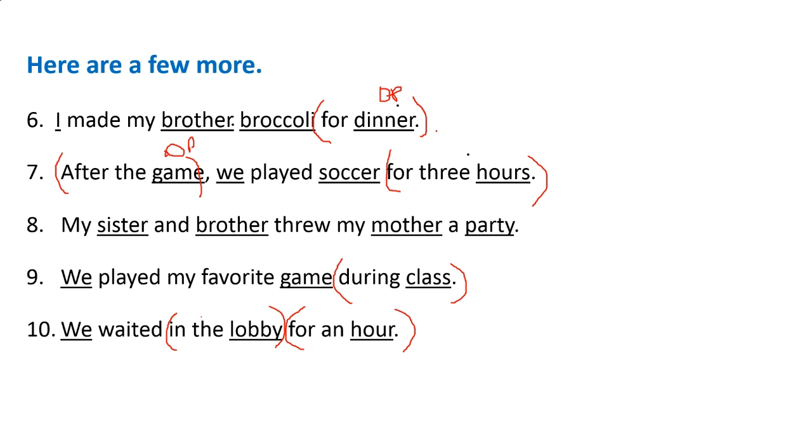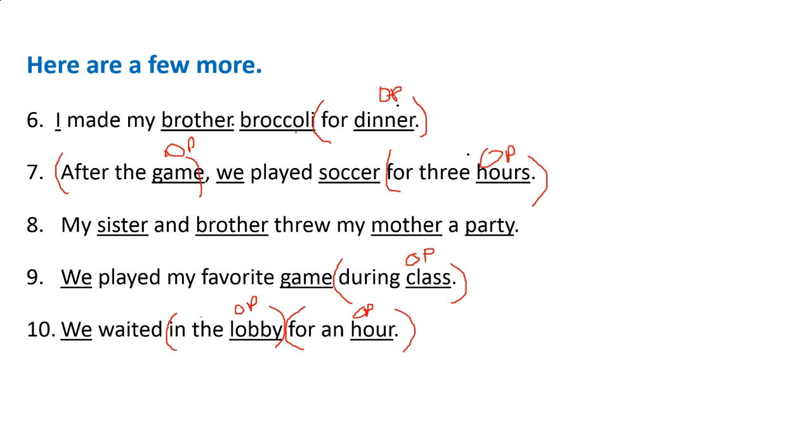Okay, now we go through and we go P, go P, go P. This is an object of a preposition. Sorry, got a little messy there. Okay, this is an object of a preposition. This is an object of a preposition, maybe. And this is an object of a preposition.